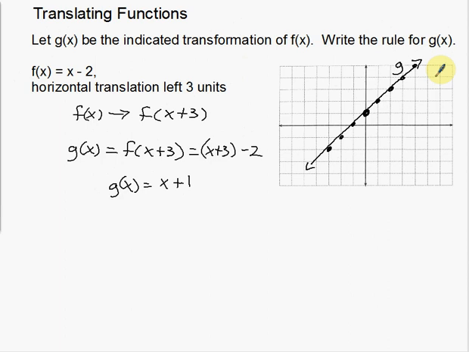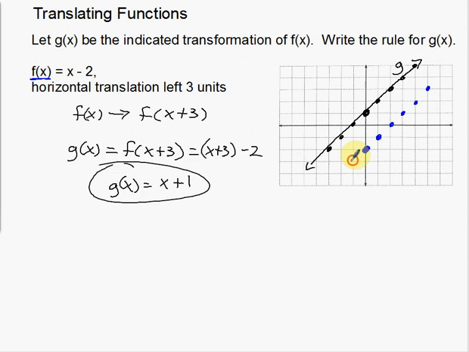Now, just to really bring some full understanding to this, I'm also going to graph my old function, f of x. I'm going to change my color, and this f of x is going to be blue. I'm going to graph x minus 2. So minus 2 for my y-intercept right there, and then 1 for my slope, right here. A couple of points here.